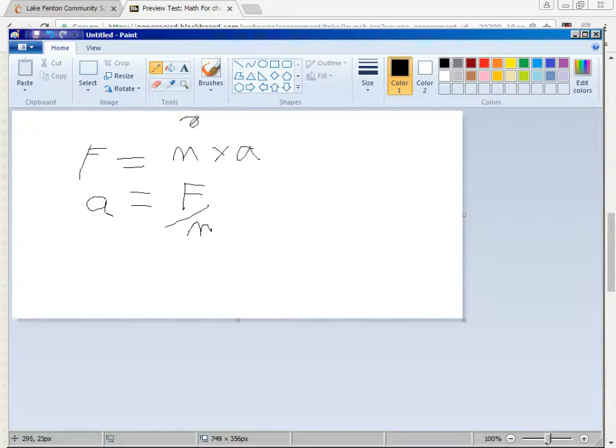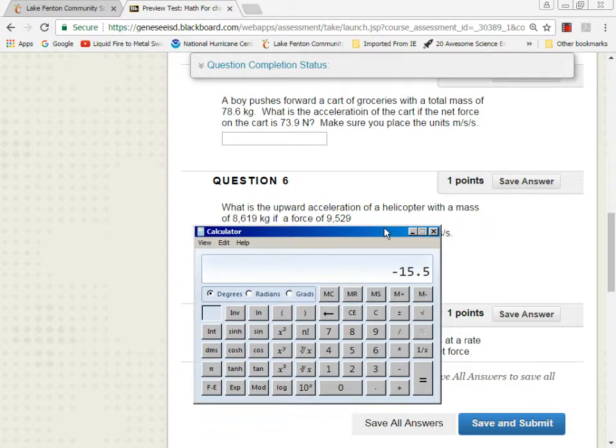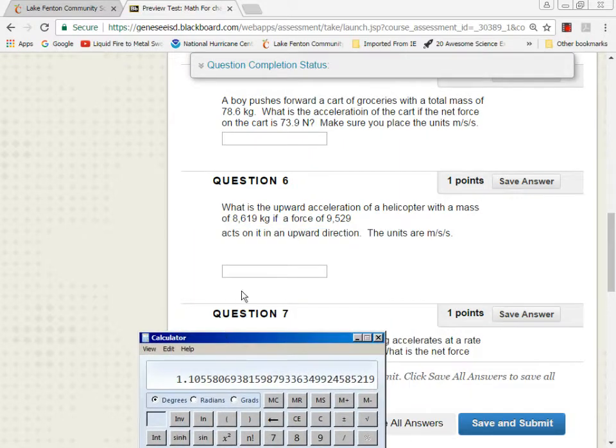It's actually the same 2 times 5 equals 10 concept. So if we're solving for 5, it would be 10 divided by 2. Or in this case, if we're solving for acceleration, it'd be force divided by mass. It's the same thing. So what does that translate to? Force divided by mass. You come over here, you find the force, and it's listed as 9,529 divided by 8,619 equals, edit, copy, right to the second decimal.